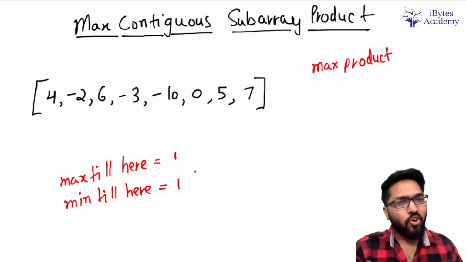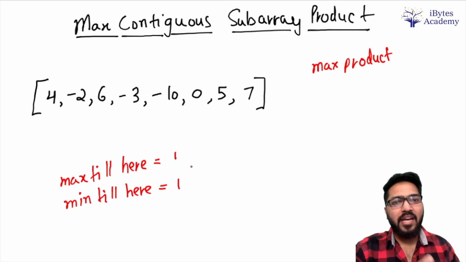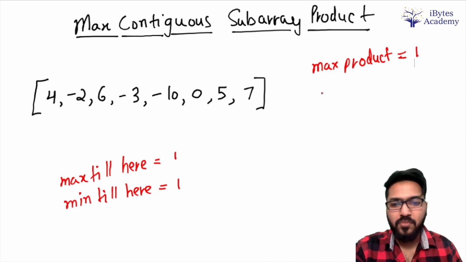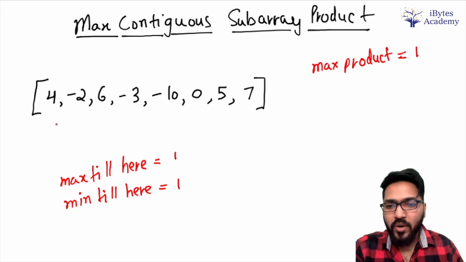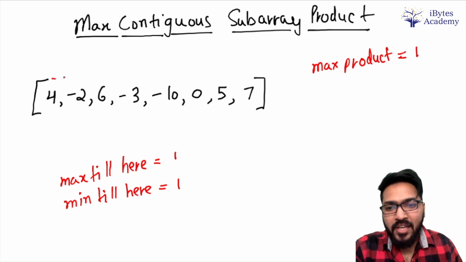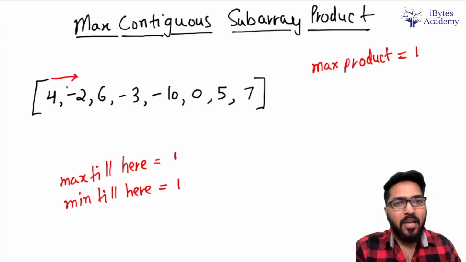Because we are already given in the question that there is going to be at least one positive number, obviously at least 1 is going to be my answer. So I can also initialize my max product with 1. Now I'm going to consider 3 cases separately: while iterating, my number can be either greater than 0, equal to 0, or less than 0.